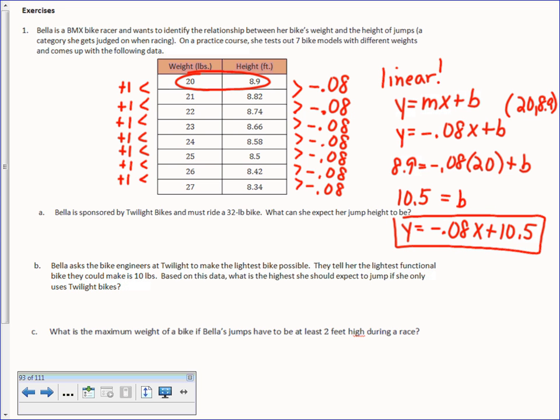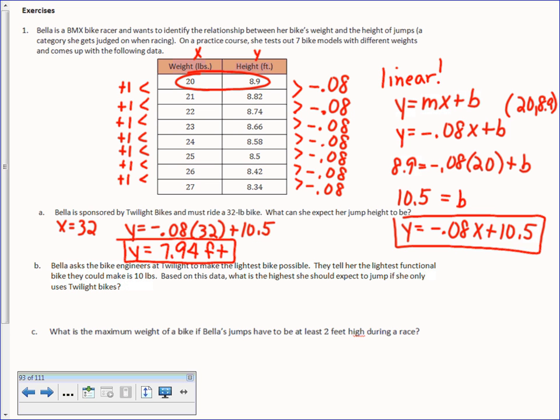If I am riding a 32-pound bike, so that is the weight, that is my x value. So x is equal to 32. You are going to substitute that in to your x of your equation, and you're going to find out the height that you can jump. So when you substitute in 32 for x and do all of those calculations, you are going to get your jump to be 7.94 feet.